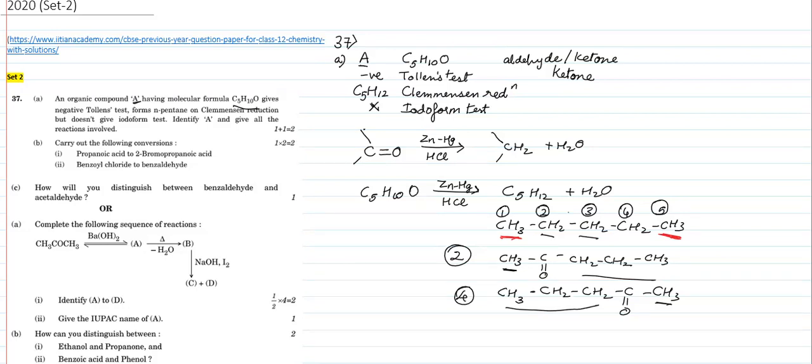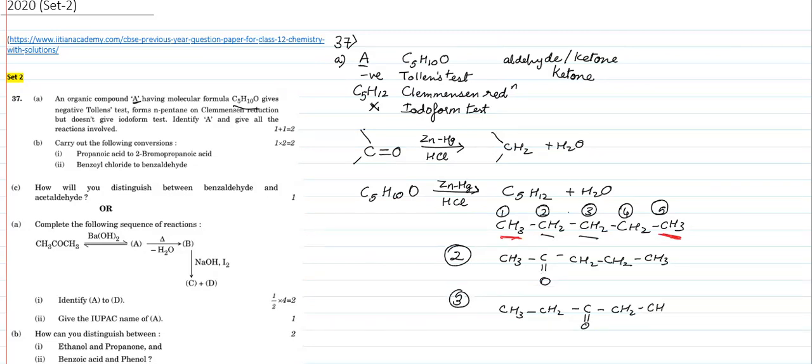IUPAC naming wise, we would name it 2-one. This would also be 2-one. Because of that, we're not considering the fourth one, but just the second carbon atom. So let me just erase this. Oops. That's right. The next one is the third carbon atom. So CH3, CH2, CO, CH2, and another CH3.